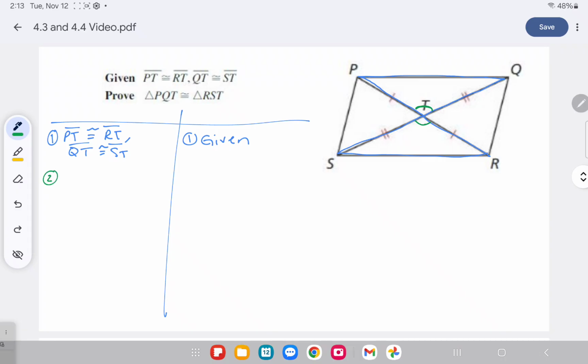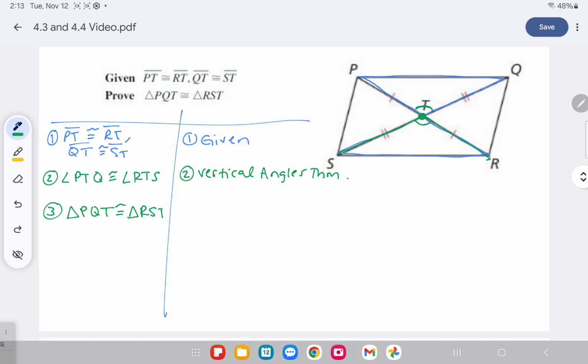So I know that angle PTQ is congruent to angle RTS by vertical angles theorem. And now I have side, angle, side. Here's my side, my angle, and my other side. Side, angle, side. So I can say that the two triangles are congruent. Triangle PQT is congruent to triangle RST by side, angle, side.